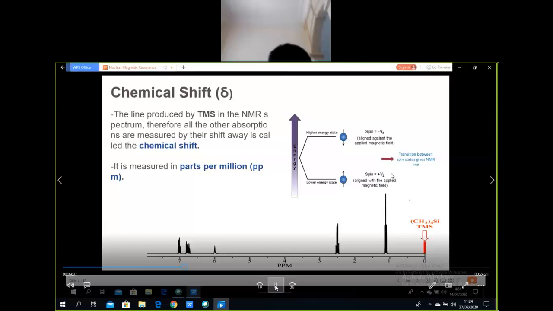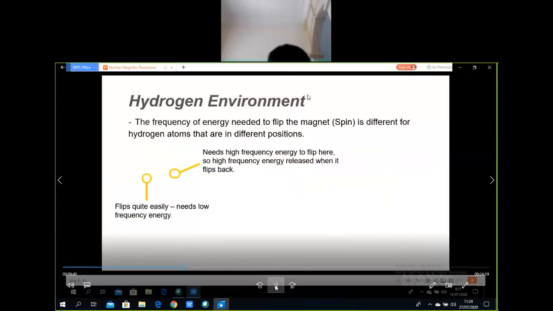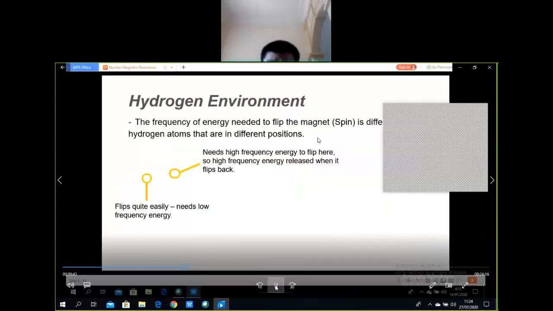Okay. Next, as I told you, there is a hydrogen environment and there is a carbon environment, because both of them will have an odd number. Frequency of energy needed.